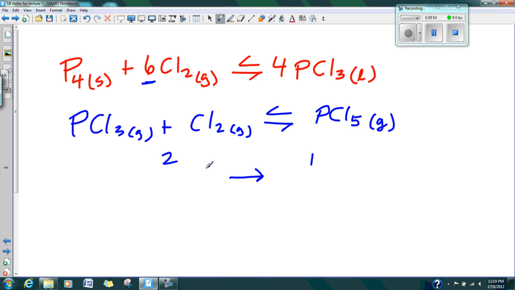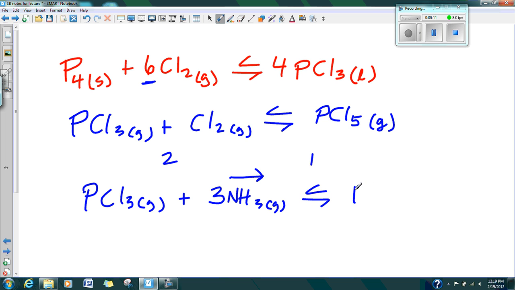And then the last equation that they have there, they have, again, phosphorus trichloride in the gaseous phase, and 3 moles of ammonia in the gaseous phase at equilibrium.